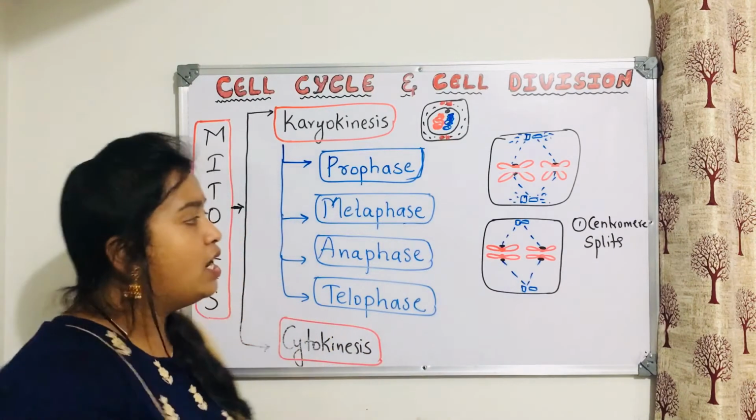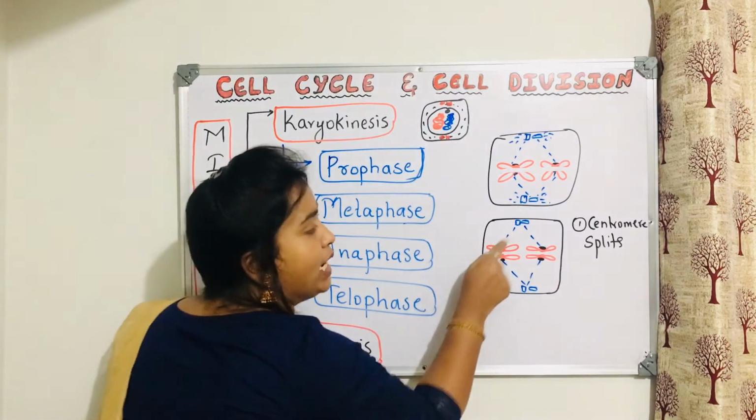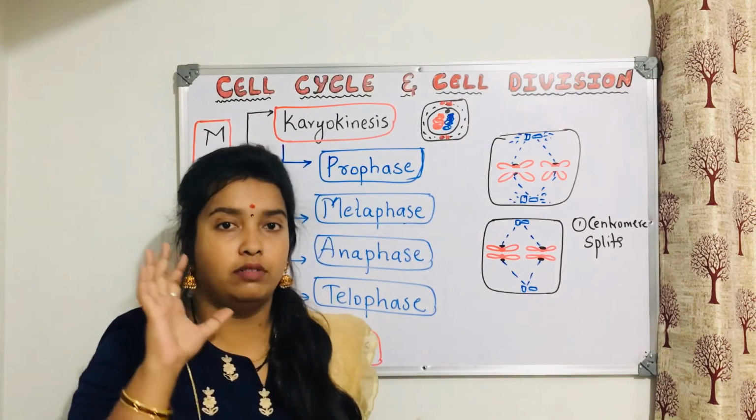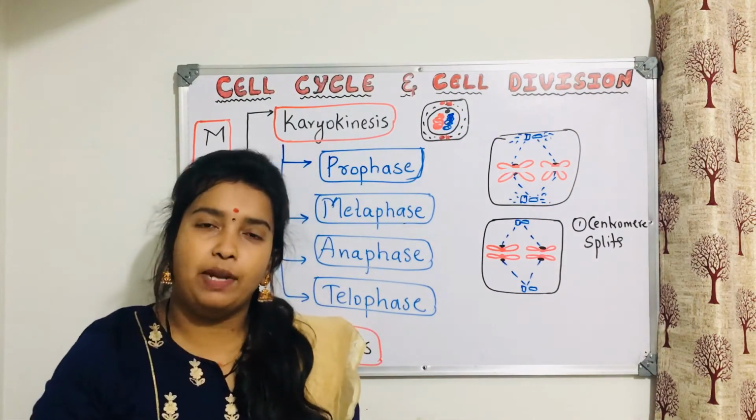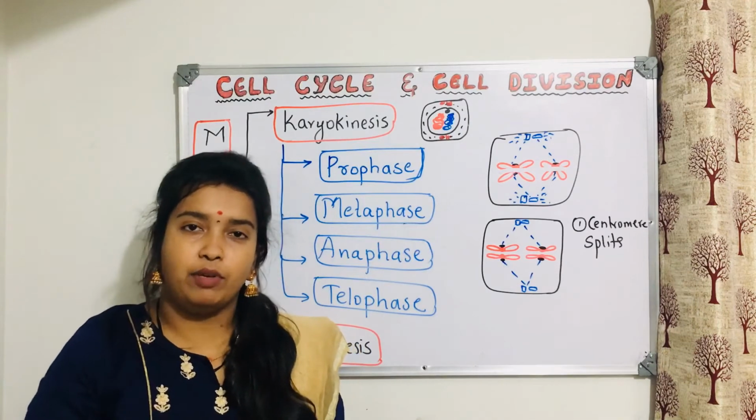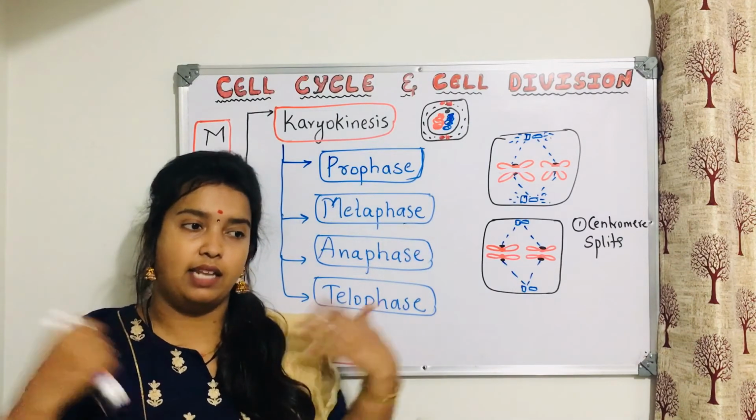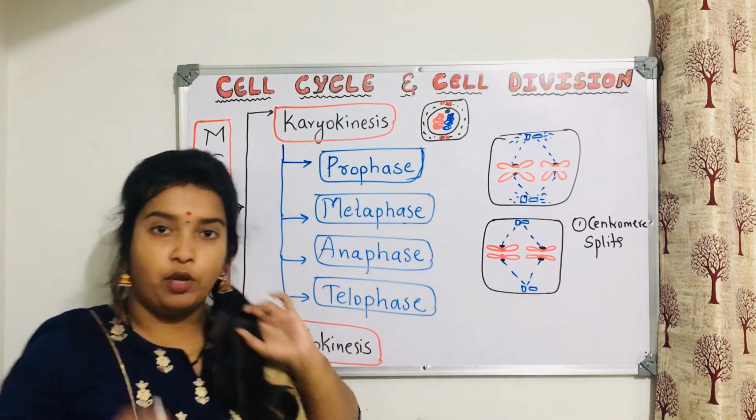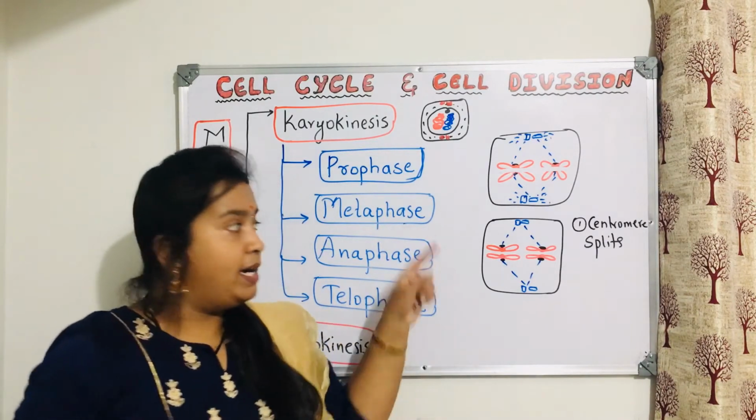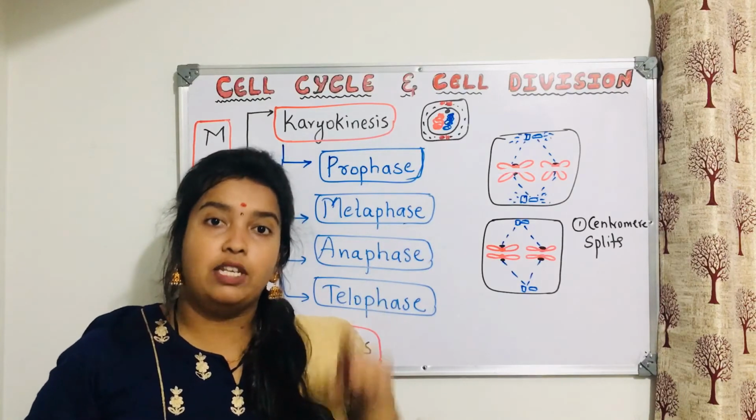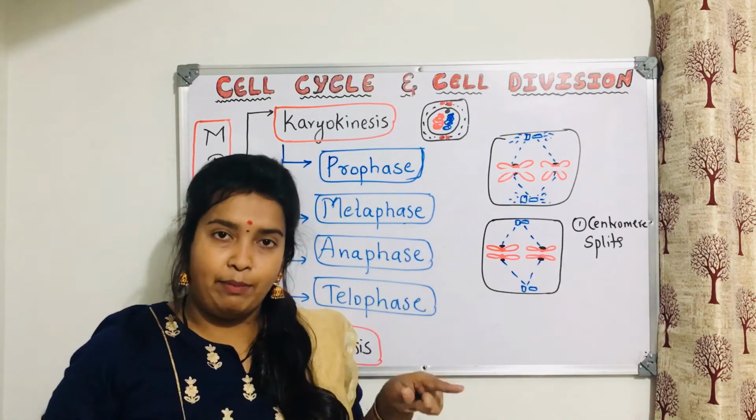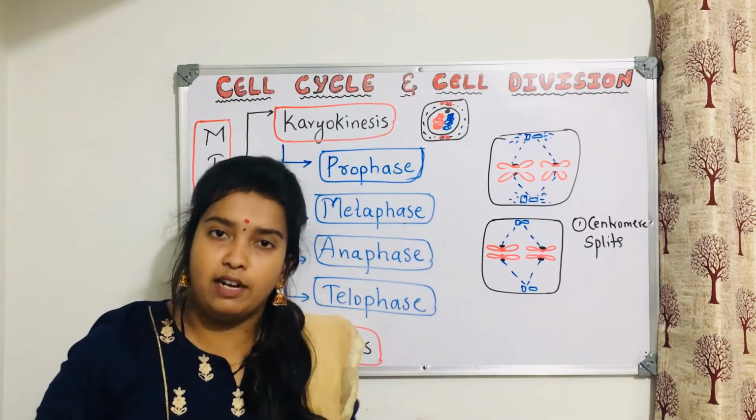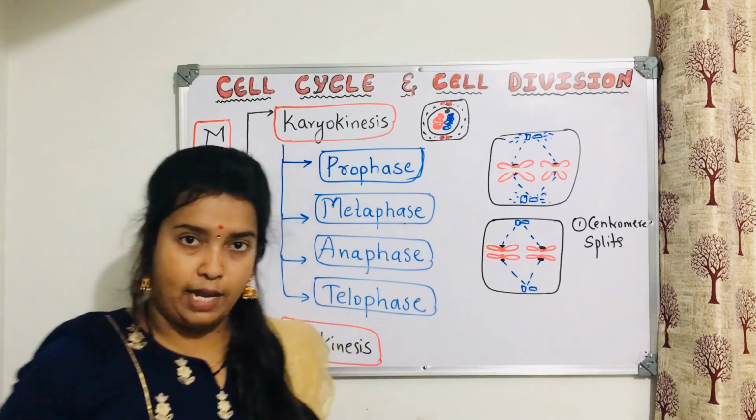Clear? Now what will happen? You can see that spindle fibers are made up of what? They are made up of proteins. Which protein? Please comment it and tell me, because every time I'm asking my own question and answering my own. So I want you people to comment and answer me. Spindle fibers are made up of which protein? Or you can tell me which is the cytoskeleton which helps in the formation of spindle fiber. You will comment it, okay?